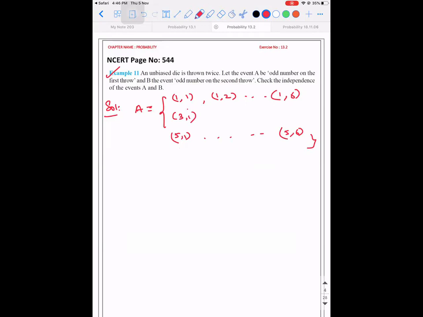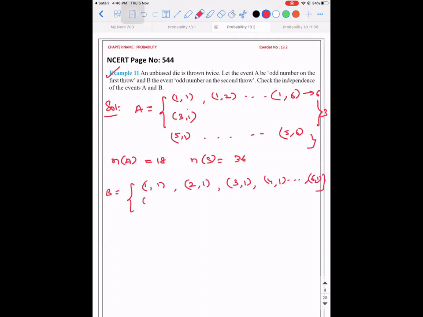So how many are there? Here 6, here 3. So the number of elements in A is 18. The number of elements in the sample space is 36. Now, event B is what? Odd number on the second roll. So (1,1), (2,1), (3,1), (4,1), and (6,1).